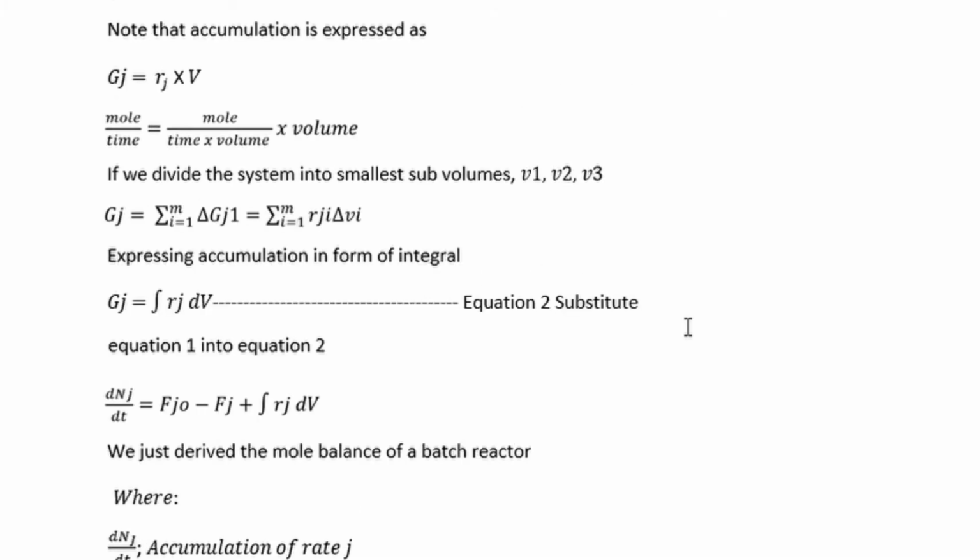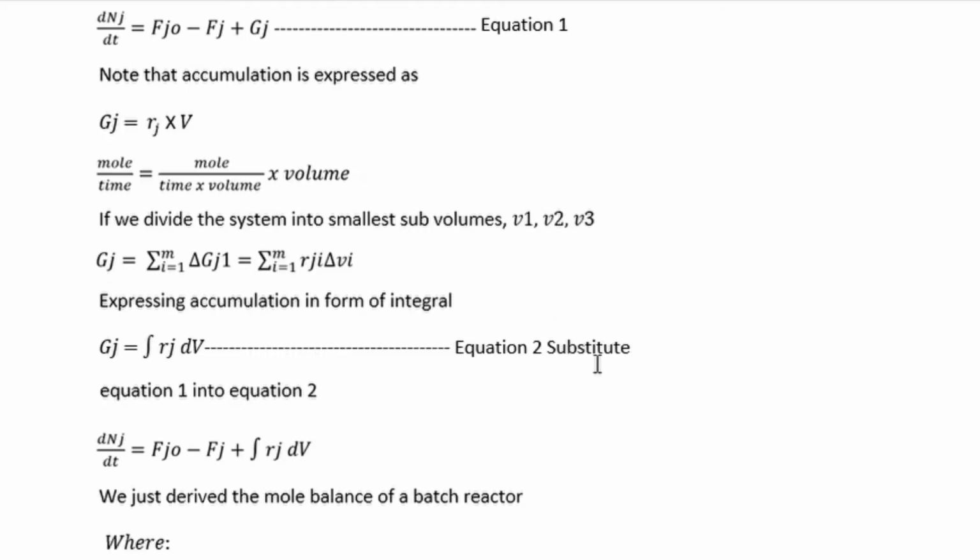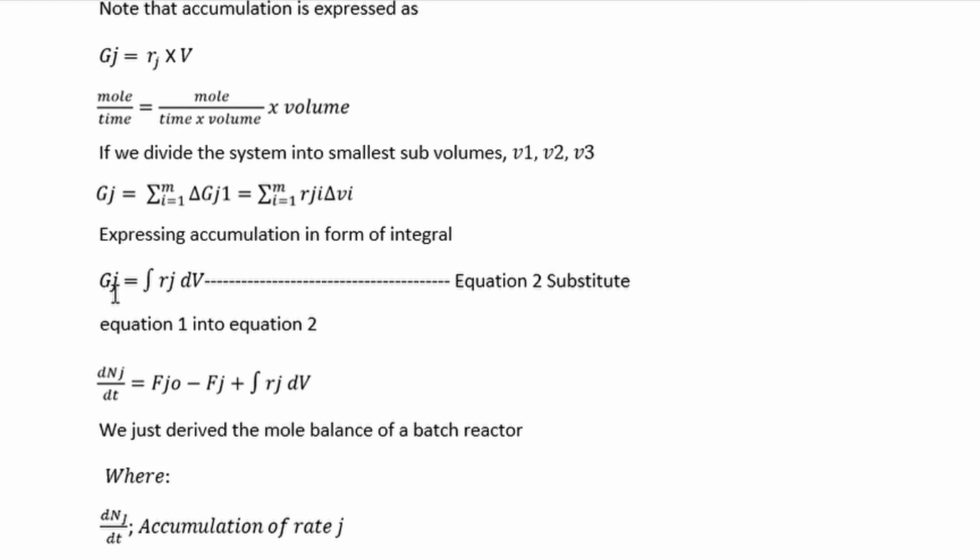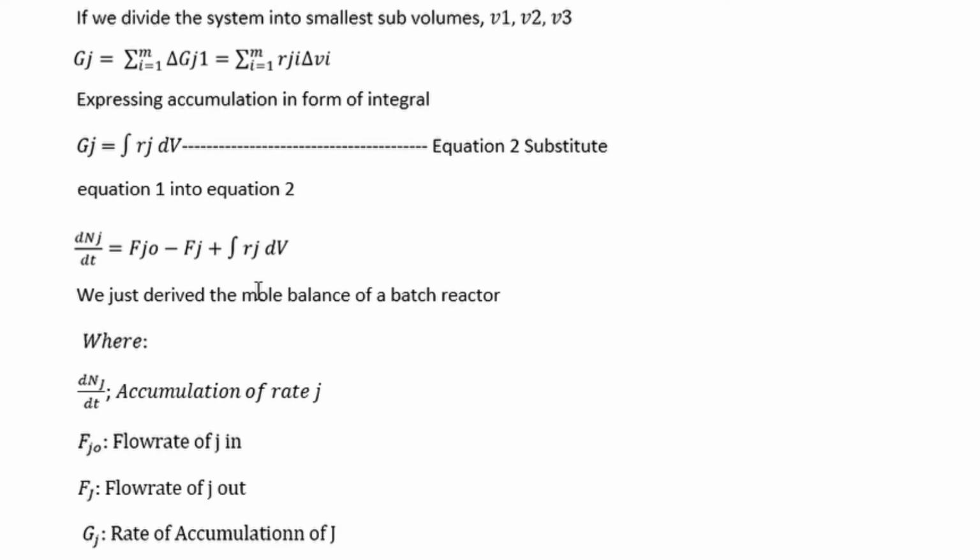If we divide the system into smaller subunits, we can represent it in this format here. This generated can also be represented in the form of its integral, represented here in equation 2. So my first equation is the general mole balance, and this will be my second equation. If you substitute equation 1 into 2, you will get this equation here. What we simply did is we replaced G by this variable here, and that would be your general mole balance.